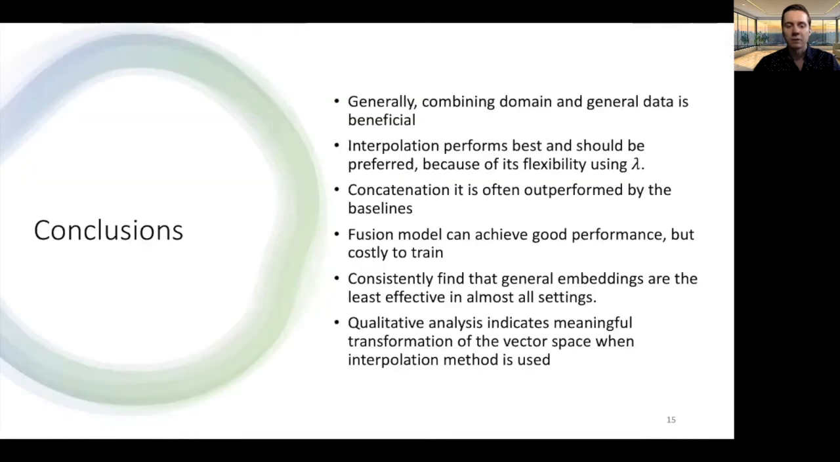Finally, I would like to conclude with the following observations. Generally, combining the domain data and general data is beneficial. Interpolation performs best, and it should be preferred because of its flexibility using the lambda parameter. Concatenation is often outperformed, and the fusion model can achieve good performance, but it's costly to train.